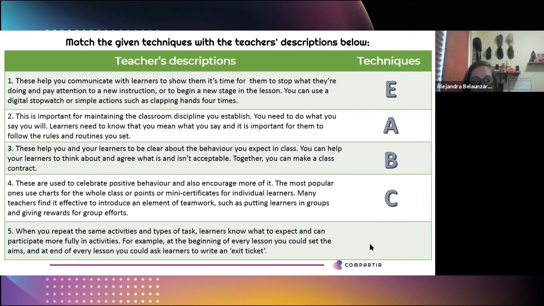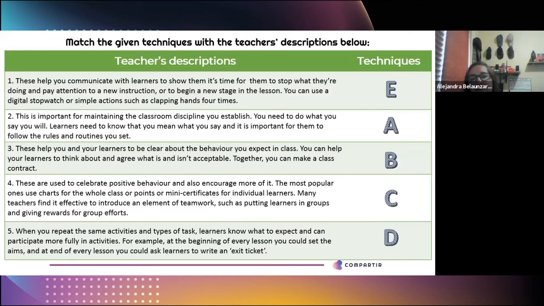When you repeat the same activities and types of tasks, learners know what to expect and can participate more fully in activities. For example, at the beginning of every lesson, you could set the aims, and at the end of every lesson, you could ask learners to write an exit ticket. Okay, it is the last one that we have, establishing routines.